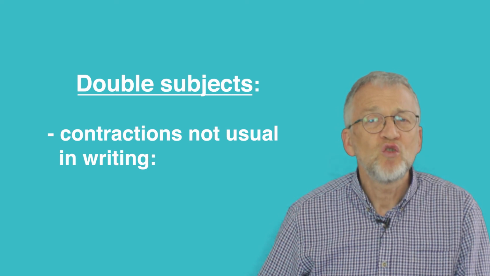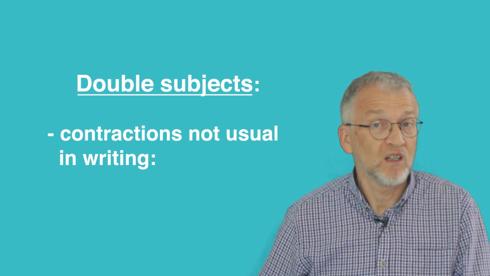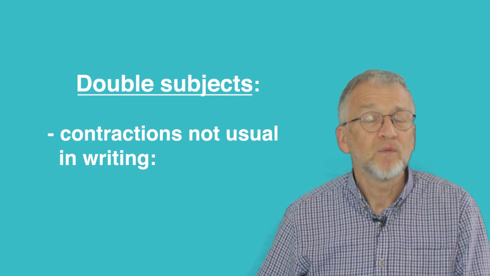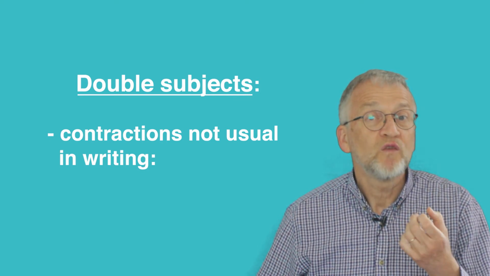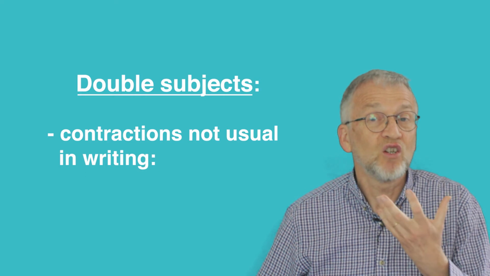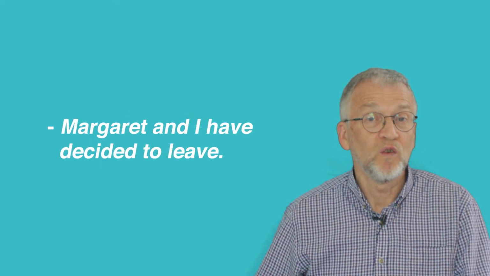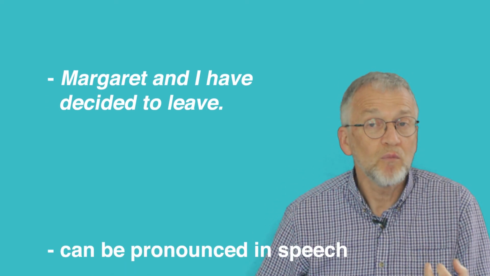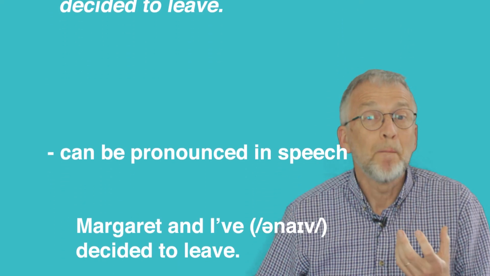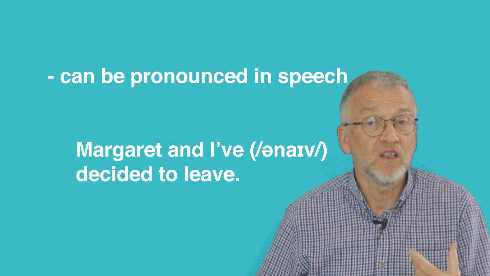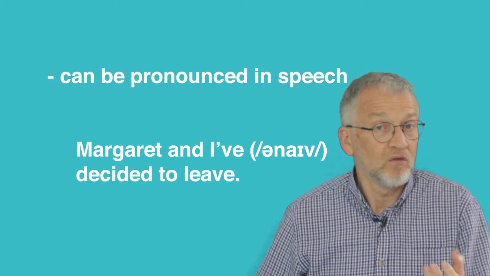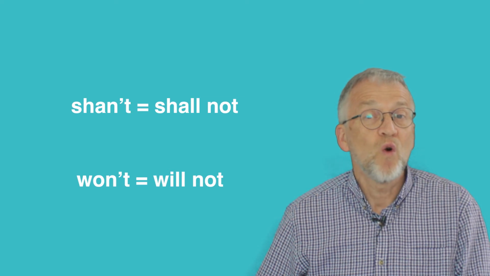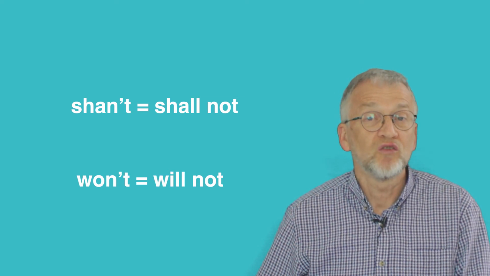Contractions are not usually written with double subjects. They can be, but it's not usual. But when you read them, very often they can be pronounced in a contracted form. So if you write, Margaret and I have decided to leave, we would probably say, Margaret and I've decided to leave, yes? And shan't is the contraction of shall not, and won't the contraction of will not.